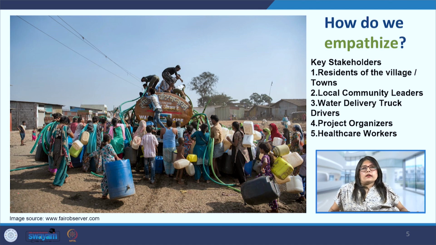And lastly, the healthcare workers. Of course, it's a very important segment in the whole situation, because health ultimately is very important. If we are fulfilling a basic need, which is getting water, but it is impacting our health negatively, then it really serves no purpose. So for this particular stakeholder also, the interview process can help.